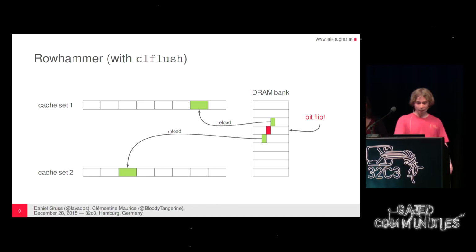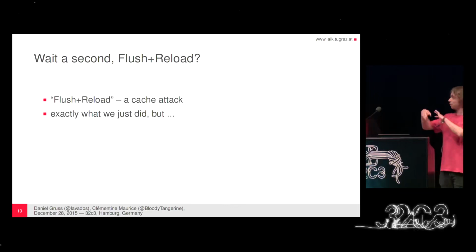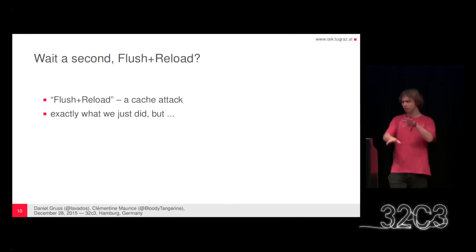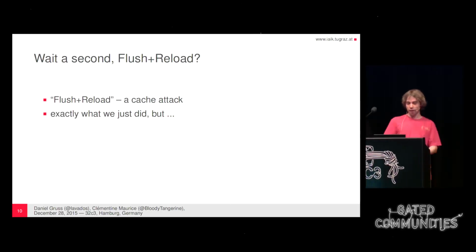Great. Okay, and before I continue with Rowhammer, I want to talk about just one more attack. I talked about flush and reload just a few seconds ago, right? Flush and reload is a very powerful, very accurate cache attack, and you can do a lot of things with this attack. And it works exactly like what we just did, but instead of just hammering all the time, we measure whether an access was served from the cache, so it is a cache hit, or it was a cache miss and was served from the DRAM. And apparently this takes a different time.